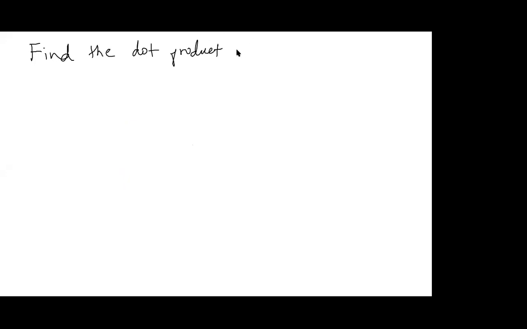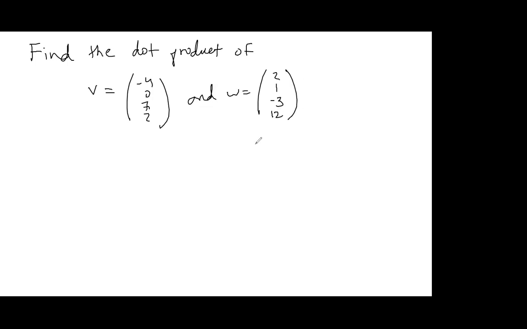Find the dot product of V and W equals 2, 1, negative 3, and 12. Okay, are they orthogonal? So this is a very quick warm up.